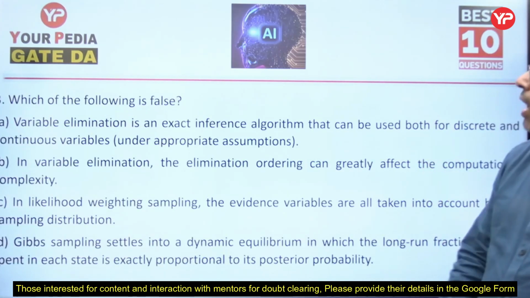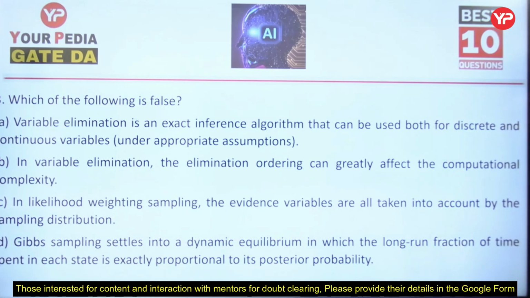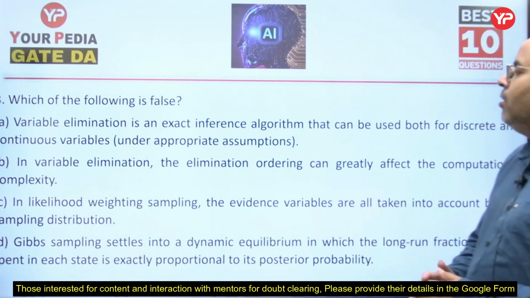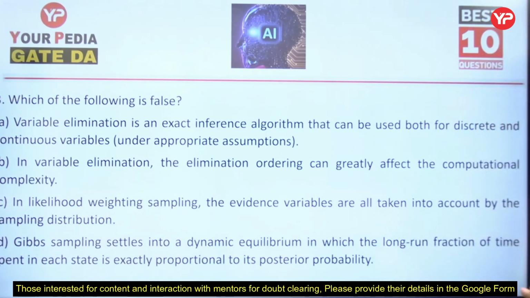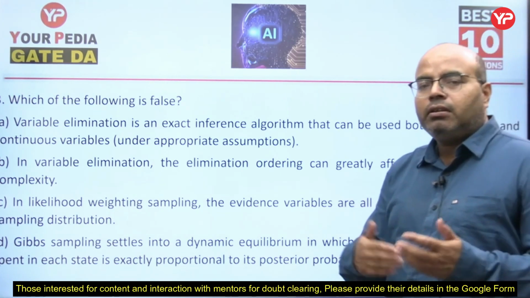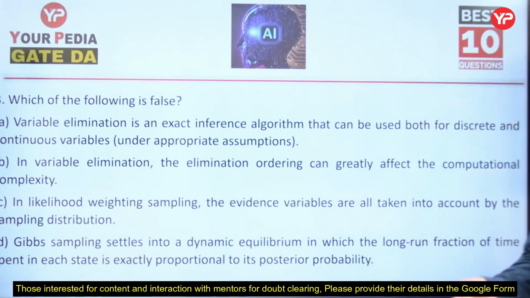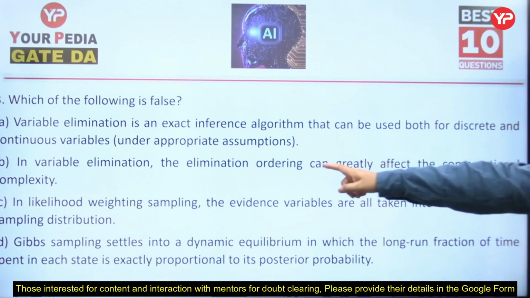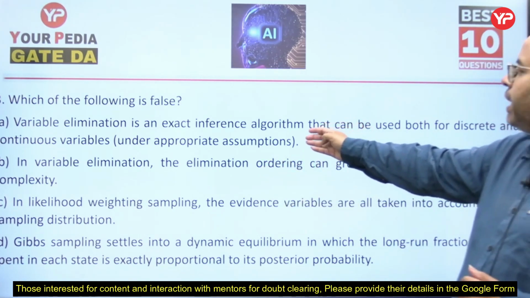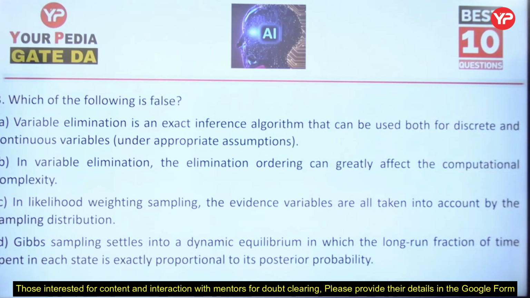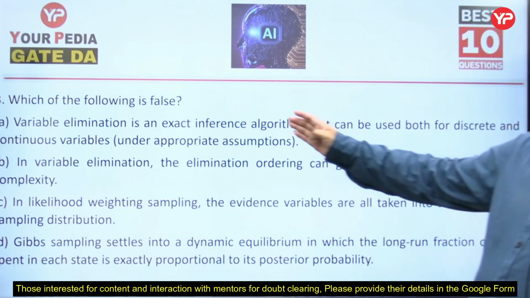Which of the following is false? Variable elimination is an exact inference algorithm that can be used both for discrete and continuous variables under appropriate assumptions. Variable elimination is a method to get information from the Bayesian network. This is of course right. It is an exact inference algorithm, which can be used both for discrete and continuous variables, yes.